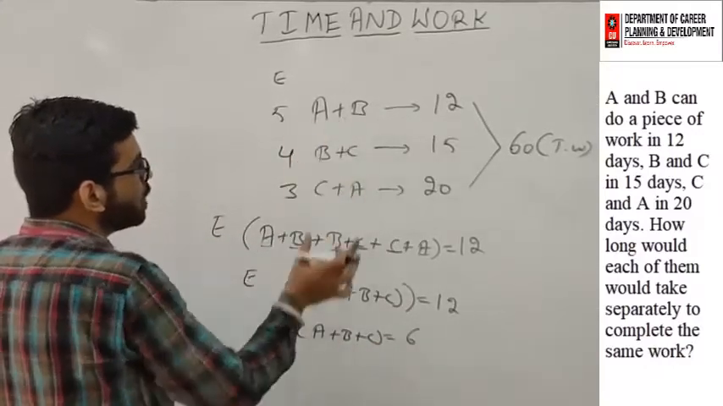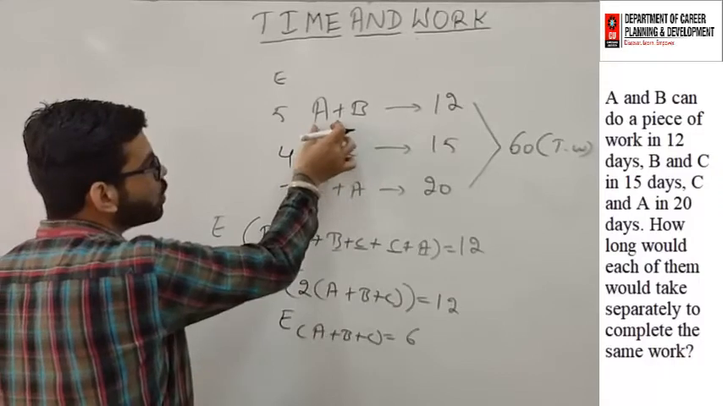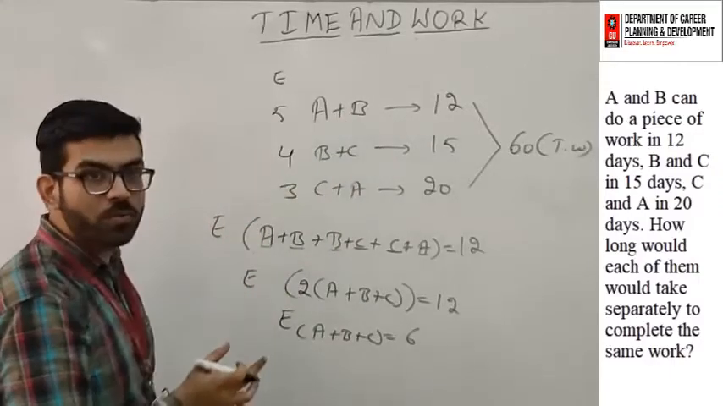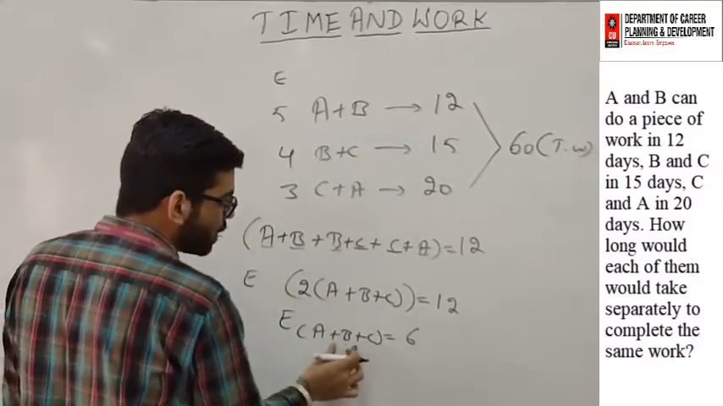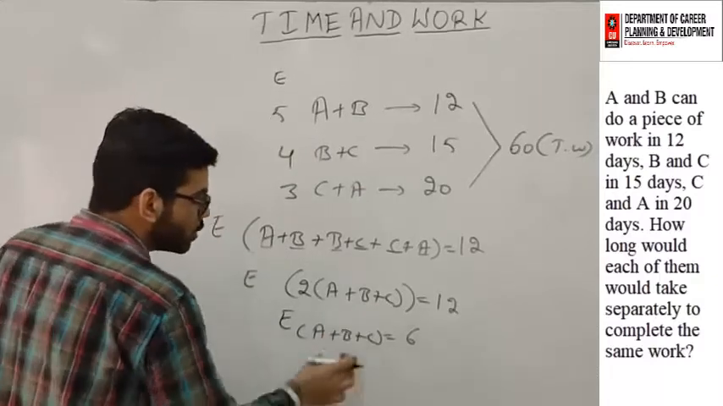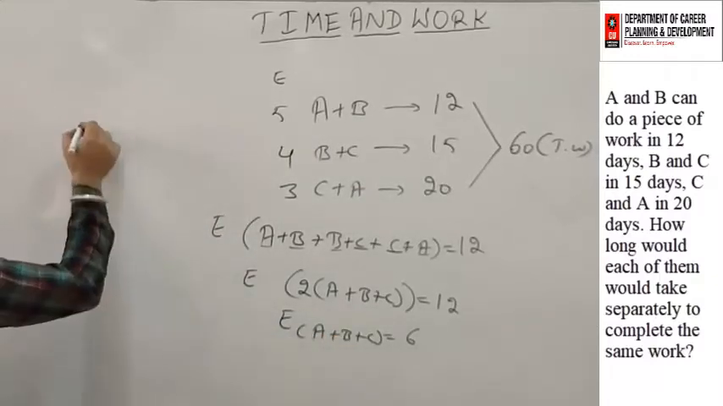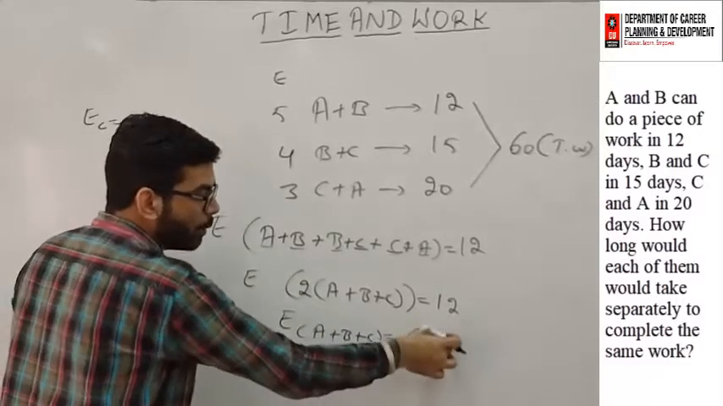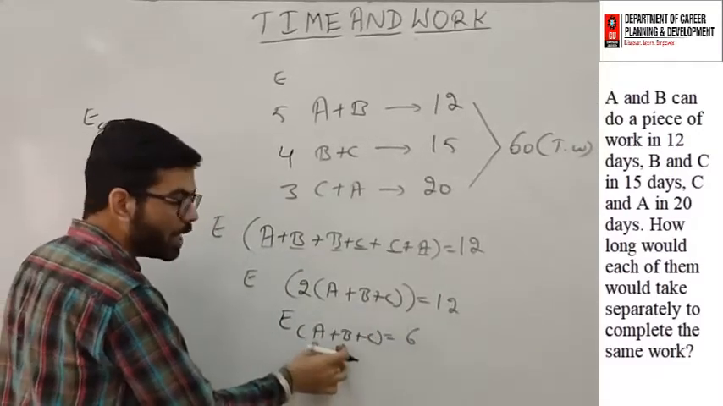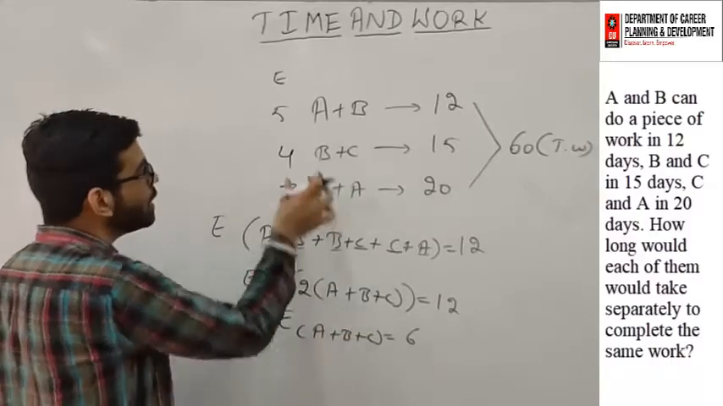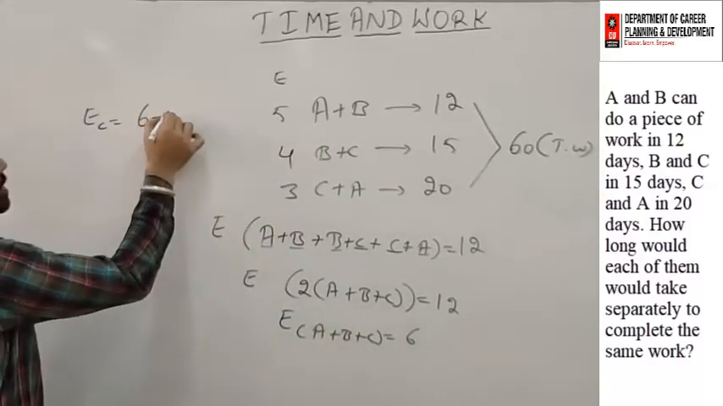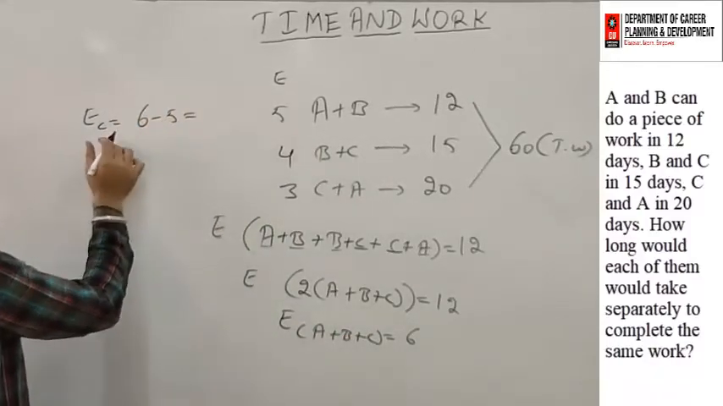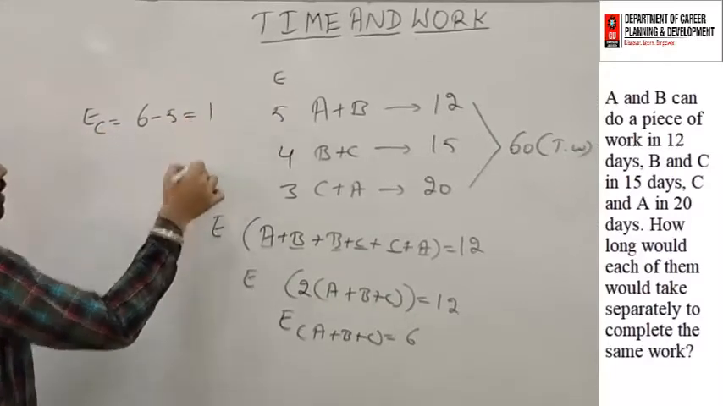So we apply here that the efficiency of A plus B is given, which is 5, and the efficiency of A plus B plus C is 6. So you can say that the efficiency of C comes out to be 6 minus the efficiency of A and B, and the efficiency of A and B is 5. So you can write it as 6 minus 5. So the efficiency of C comes out to be 1.